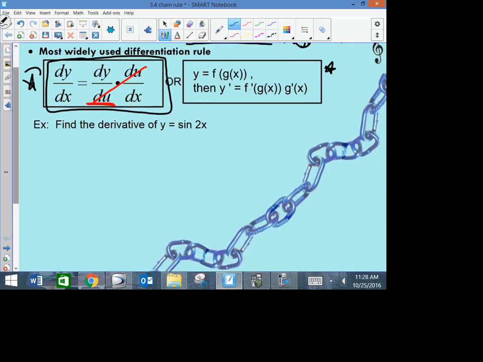Okay, so we're using this method, not this one. All right, y equals sine of 2x. First thing we're going to do is figure out how that is a composite function. Now, again, don't think every function out there now is a composite function. It's not.